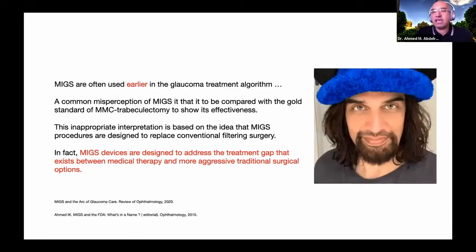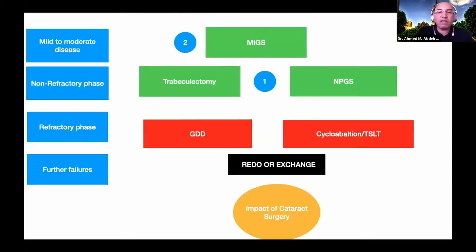I found an interesting saying by Ike Ahmed, who is the biggest proponent of MIGS. He said that MIGS are often used earlier in the glaucoma treatment algorithm, and a common misperception of MIGS is that they have to be compared with the gold standard of mitomycin trabeculectomy to show their effectiveness. This inappropriate interpretation is based on the idea that MIGS procedures are designed to replace conventional filtering surgery. In fact, MIGS are designed to address the treatment gap that exists between medical therapy and more aggressive traditional surgical options. That's really quite interesting, so I changed my algorithm to be like that.